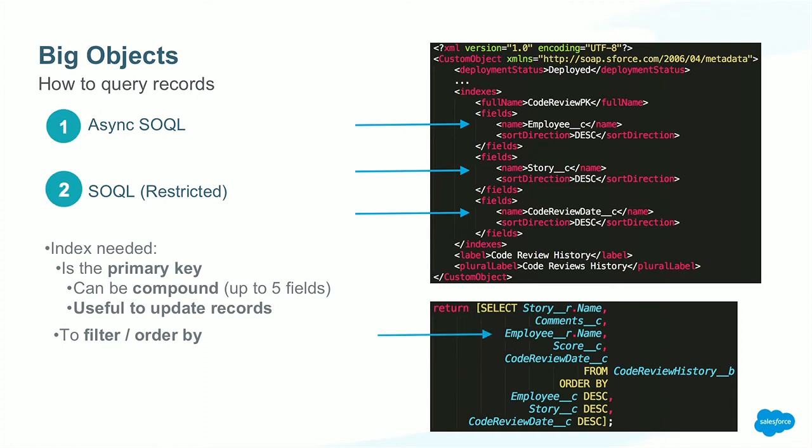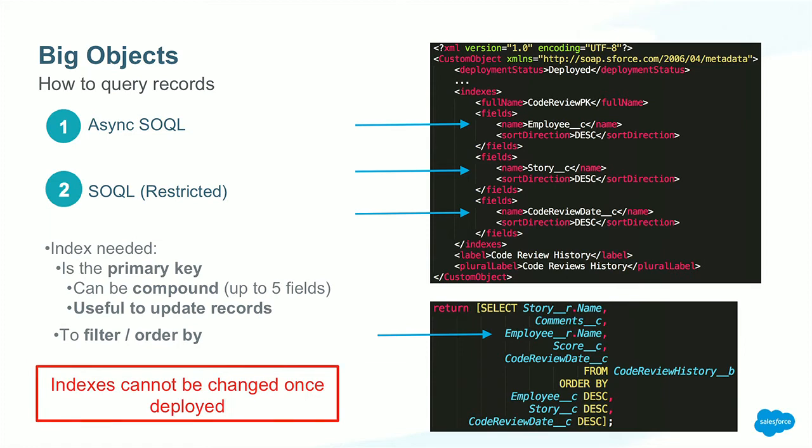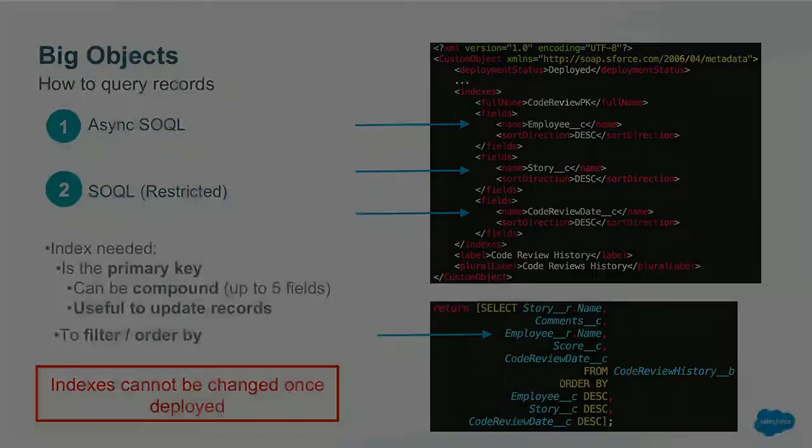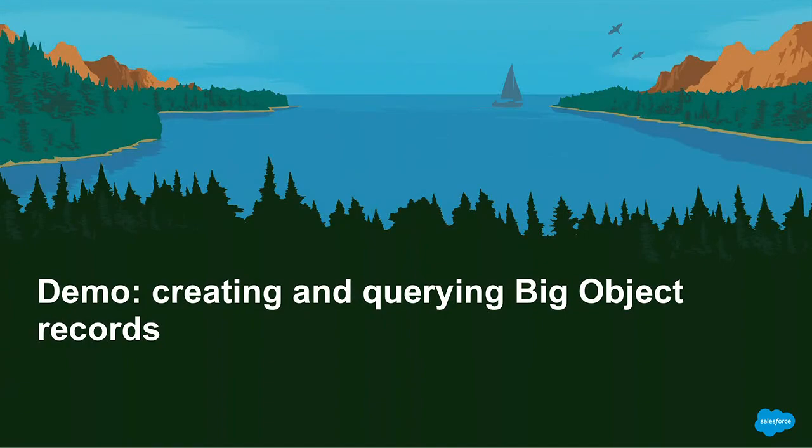Bear in mind that here I can bring related information from the custom objects that I have related. So in our code review history big object, we had 2 lookups, one to employee and the other one to a story, and here I'm bringing related information. And also think carefully about the filtering necessities that you are going to have in SOQL for big objects before deploying, because in the same way that you cannot add fields once the object has been deployed, you cannot change the index. So you have to think carefully about that. So let's see a demo of this.